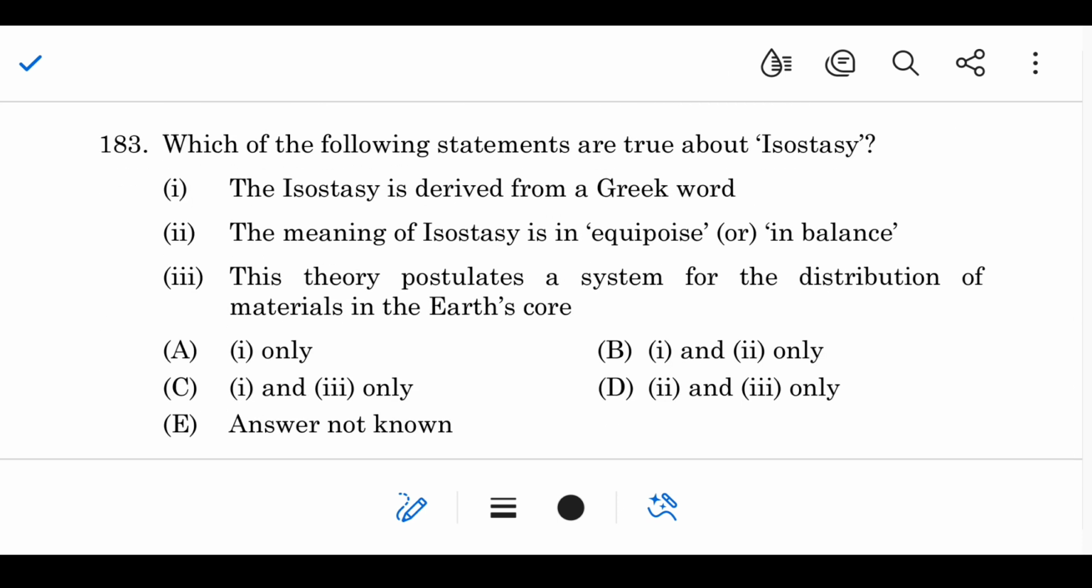Which of the following are true about isostasy? Isostasy is derived from a Greek word. Yes, right. The meaning of isostasy is equipoise or balance. Yes, correct. The theory postulates a system for distribution of material in the earth. No. Only 1 and 2 are correct.